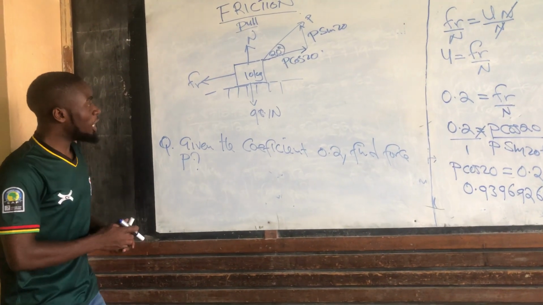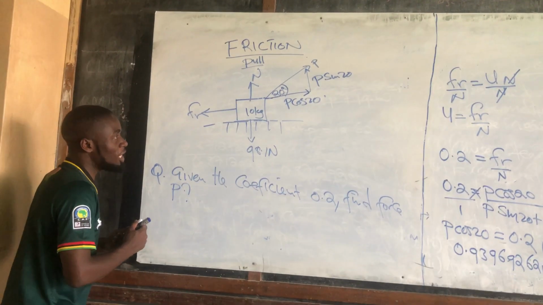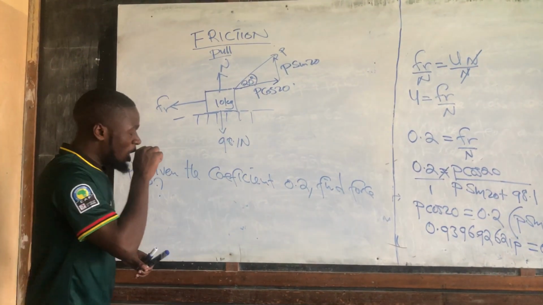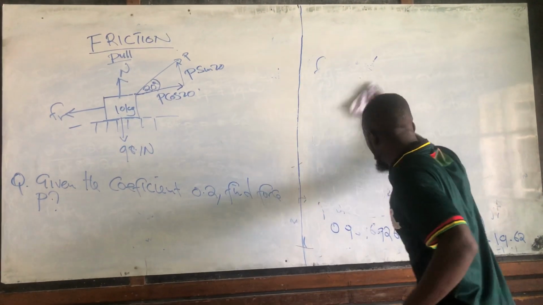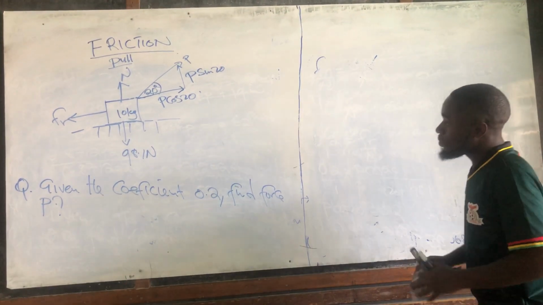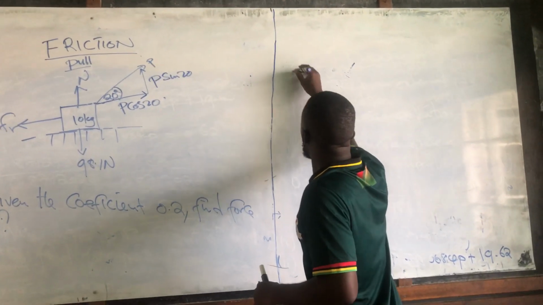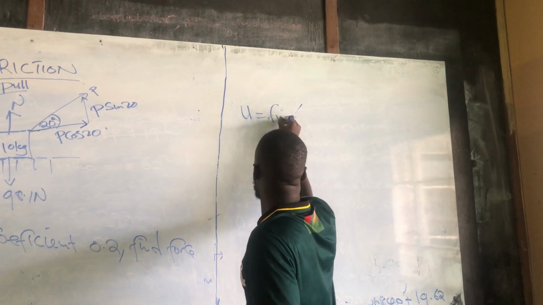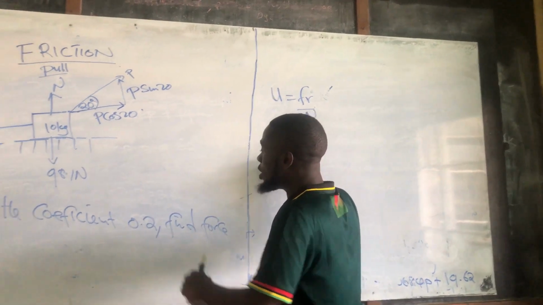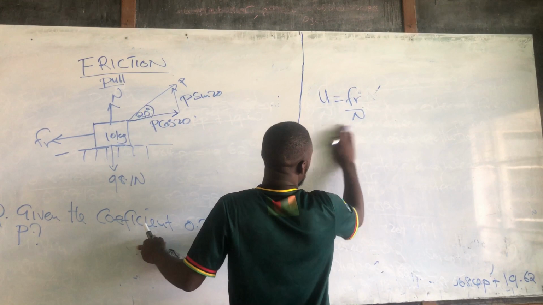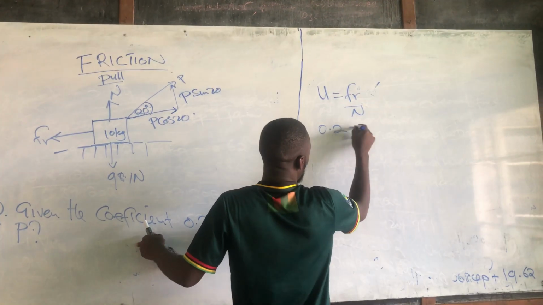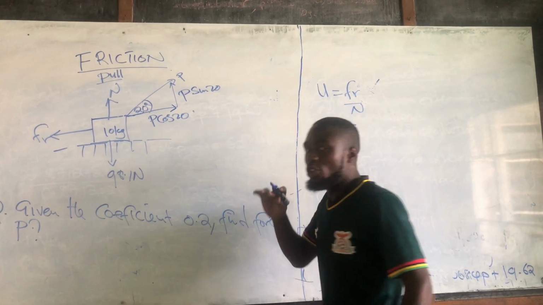Okay? So here, again, the most important thing is the formula for friction itself. I won't finish it, I just want to make an equation for you. So mu equals what? The frictional force over the normal force. So what is the coefficient of friction here? 0.2. Equal to the frictional force over the normal force. And again, you start making the equation.